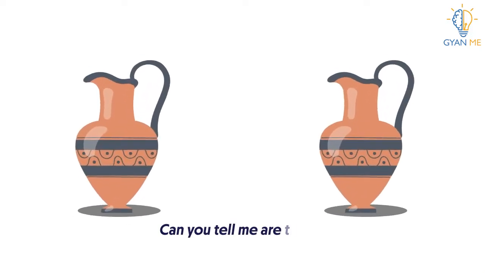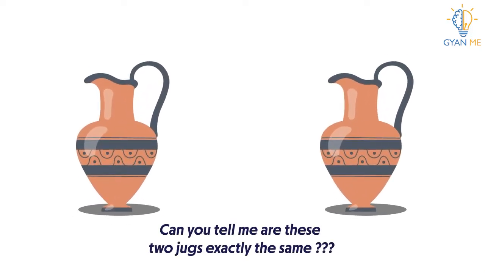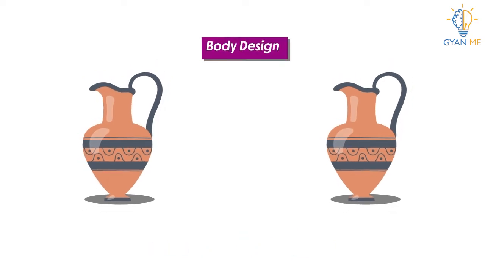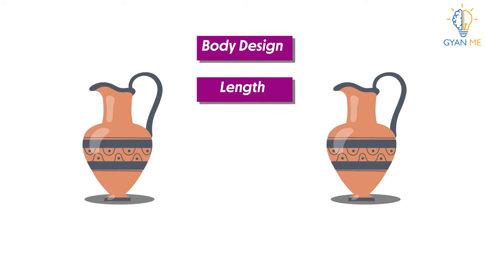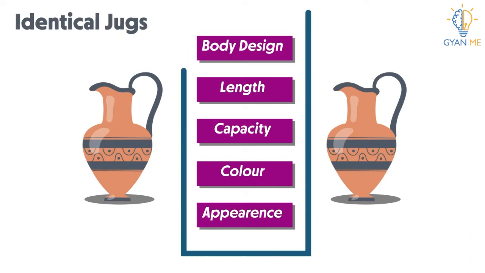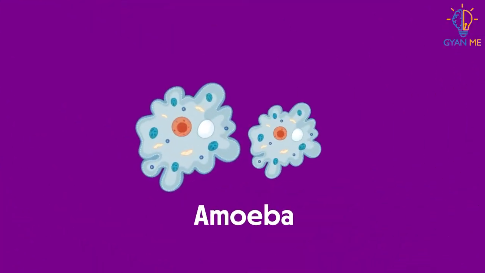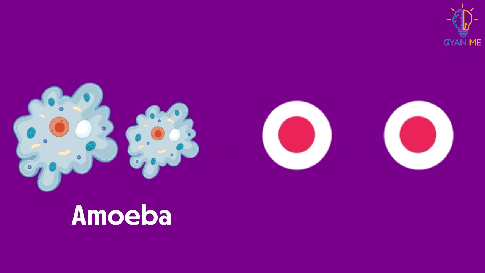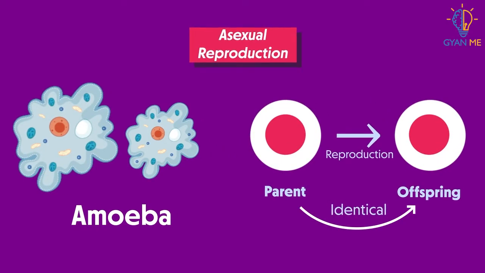Can you tell me, are these two jugs exactly the same? To answer my question, obviously you will tell me we will have to look at its body design, the length of the jug, its capacity, its color, its appearance, etc. And they all have to be same. And yes, here all these are same, so they are exactly same jugs. Similarly, living organisms too can produce exactly the same kind of new organisms by the process of reproduction. And this is called asexual reproduction.